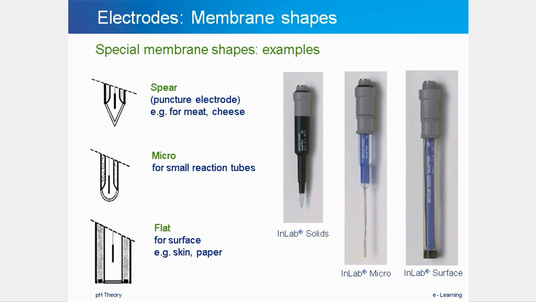There is the microelectrode, which is suitable for test tube measurements and shown in the middle photograph. Also, for flat surfaces like skin or paper, a special electrode has been developed, which is shown in the right photograph on the slide, and has a flat membrane surface for optimal contact with the flat samples for which it has been developed.